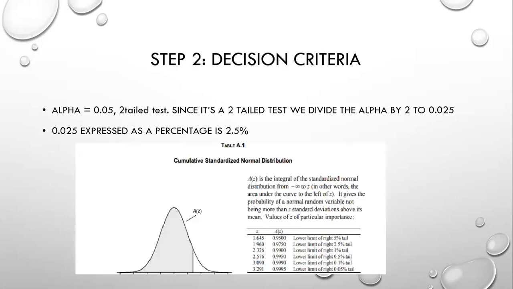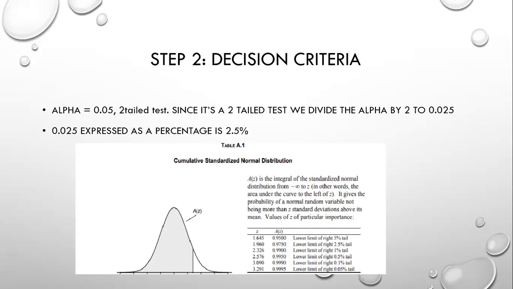So step number 2 has to do with coming up with the decision criteria. And we were already told from the example that the alpha is 0.05, and this is a two-tail test. By two-tail test, we're saying from the case that you're given, we are not told whether the number of suicide cases will increase or will decrease. And because of that, we divide the alpha by 2, and then we get 0.025. 0.025, we can express it as a percentage to mean 2.5%.